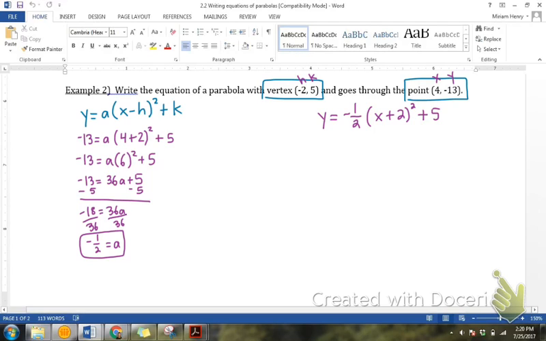What do we do now? Look at what we did last time. What do we do with this x plus 2? Good, Ashley. Thank you for speaking for your whole class. X plus 2 times x plus 2. So this becomes x plus 2 times x plus 2. We still have the negative 1/2 out there, and I still have the plus 5 at the end. Okay, so do your x plus 2 times x plus 2.